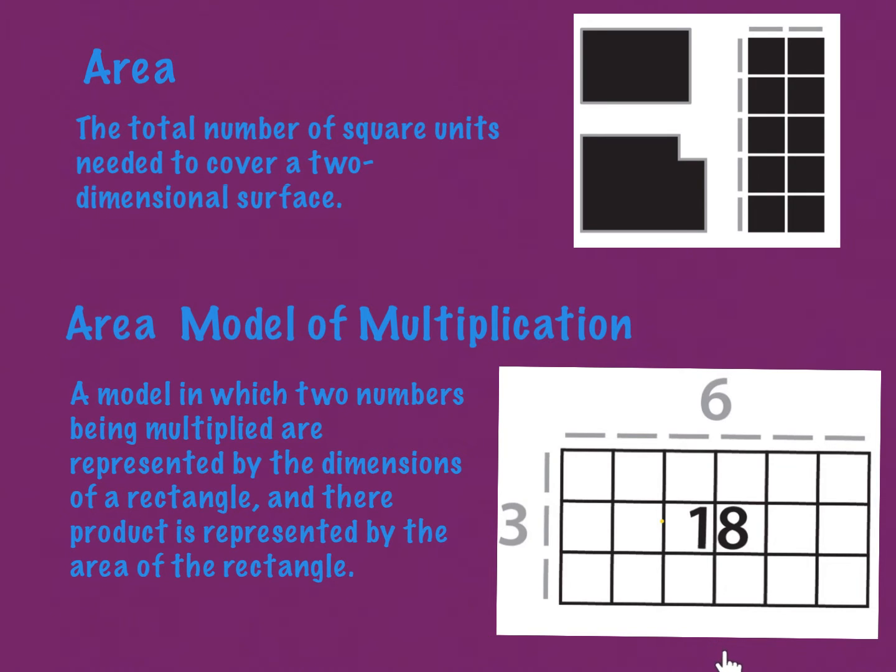We can see here in this figure that there are 1, 2, 3, 4, 5, 6 square units across, and there is 1, 2, 3 square units down. 6 times 3 equals 18 square units.